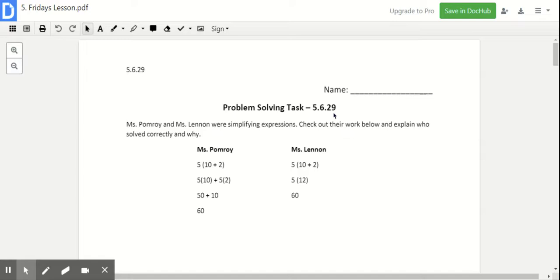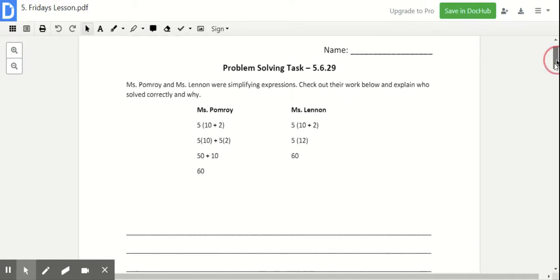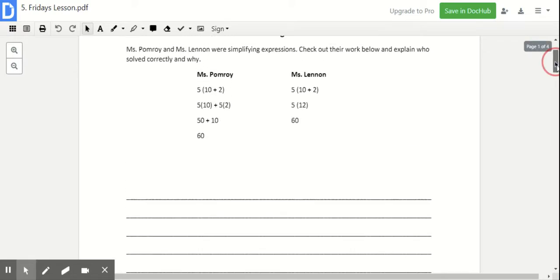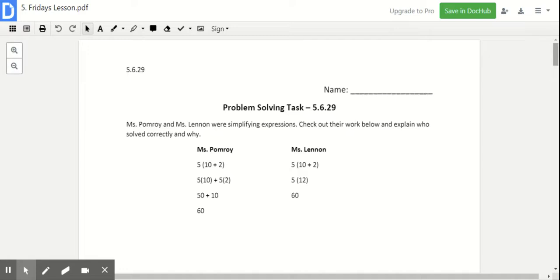Awesome. All right. So, you guys are going to look at this PST. It says Miss Pomeroy and Miss Lennon were simplifying expressions. Check out their work below and explain who solved correctly and why. So, of course, you guys need to read through both of their work and then write down who solved correctly and why. Go ahead and pause the video and get started.